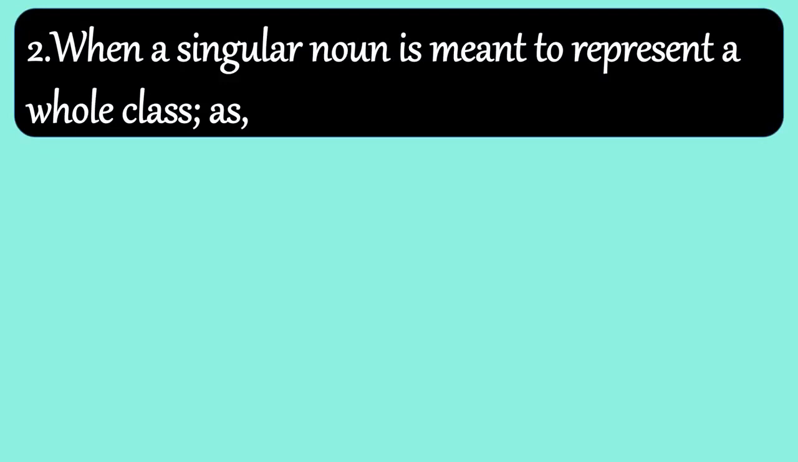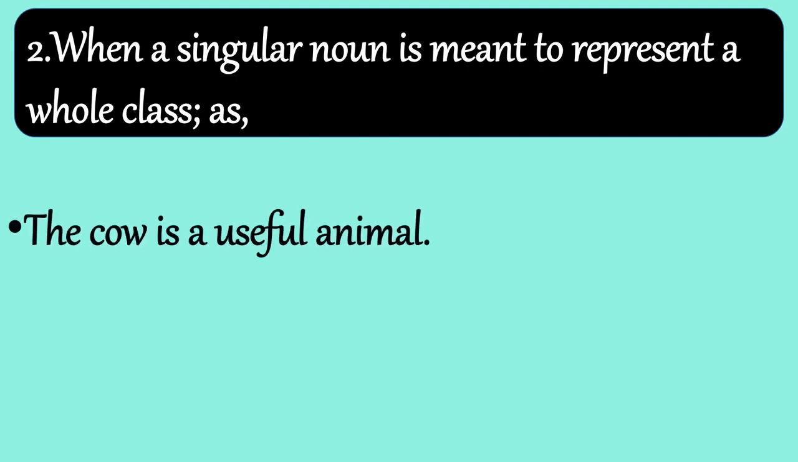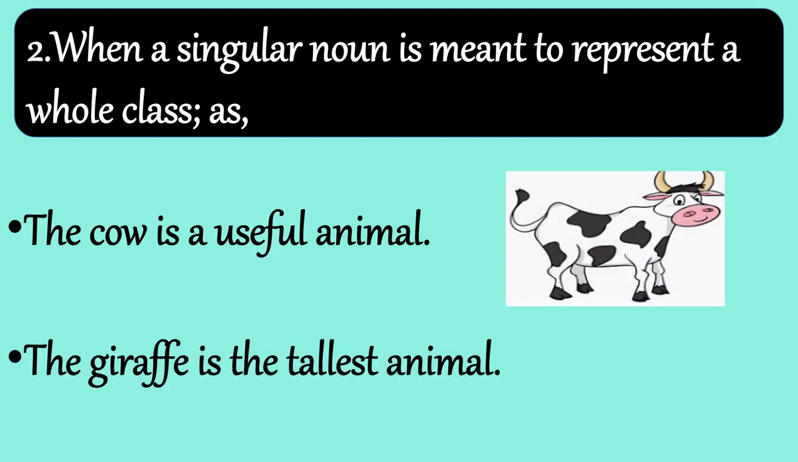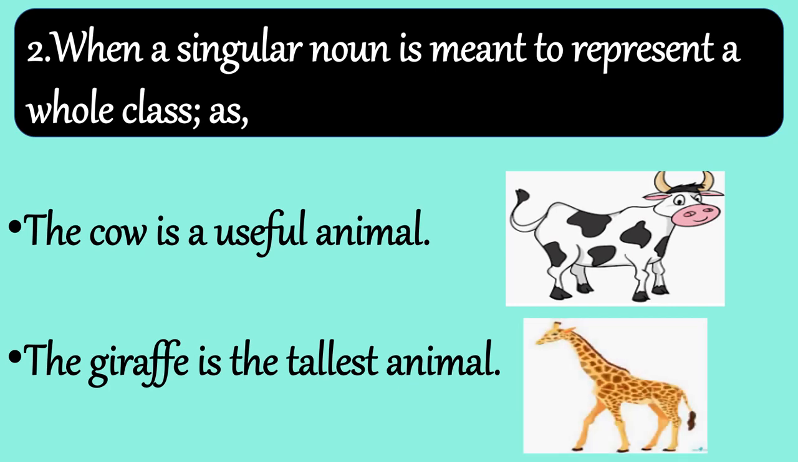Okay. The second one is when a singular noun is meant to represent a whole class. For example, the cow is a useful animal. Here I can also say that cows are useful animals, but I'm taking only a singular noun, that is cow. So that's why I have used "the" before cow to represent the whole class of cow. Second, the giraffe is the tallest animal.